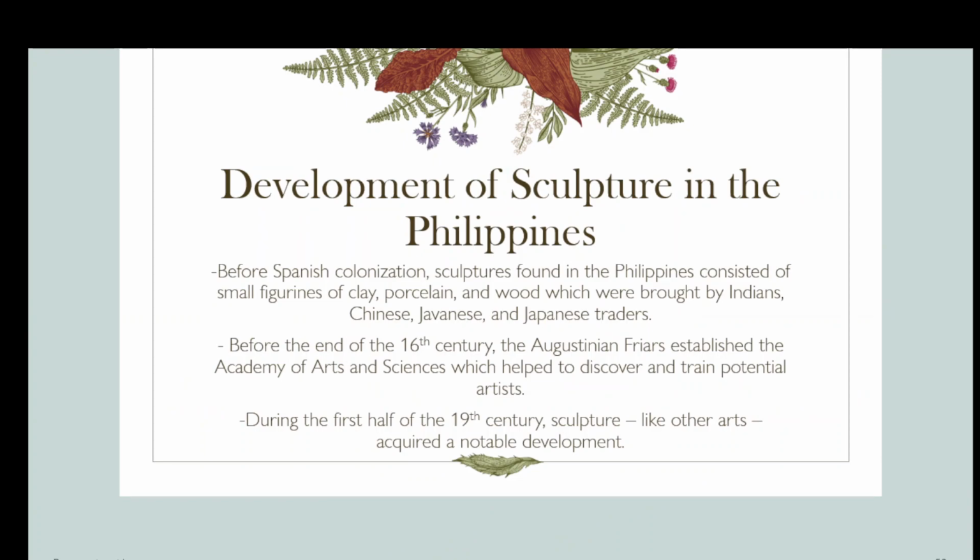Before Spanish colonization, sculptures found in the Philippines consisted of small figurines of clay, porcelain, and wood which were brought by Indians, Chinese, Javanese, and Japanese traders. Yung ilan dito matatagpuan ninyo sa National Museum. Before the end of the 16th century, the Augustinian friars established the Academy of Arts and Sciences, which helped to discover and train potential artists.